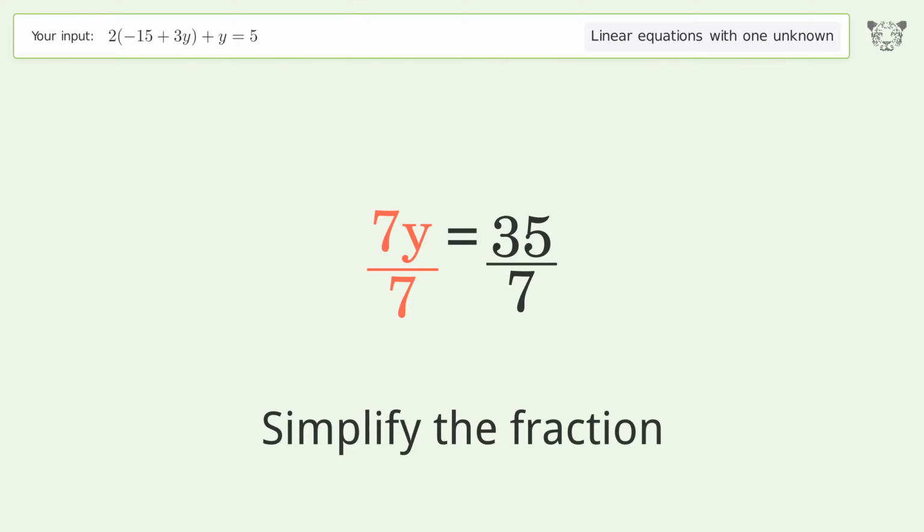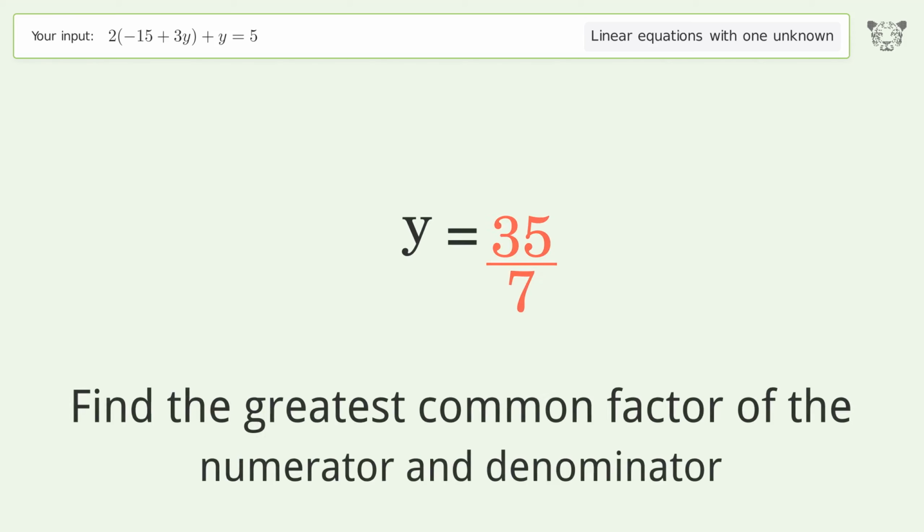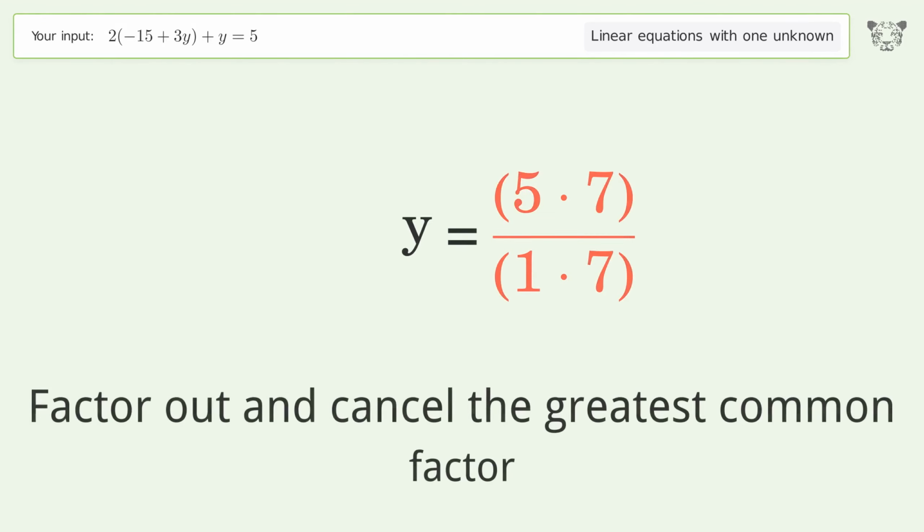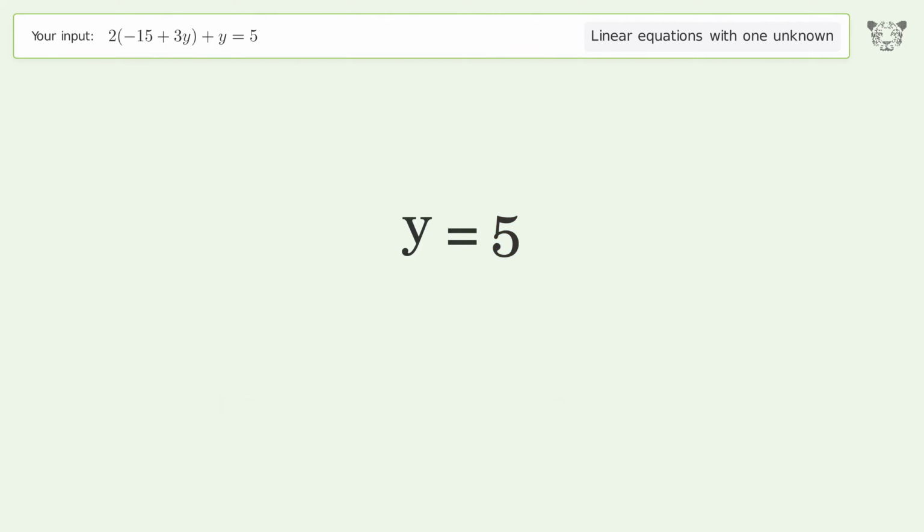Simplify the fraction. Find the greatest common factor of the numerator and denominator. Factor out and cancel the greatest common factor. And so the final result is y equals 5.